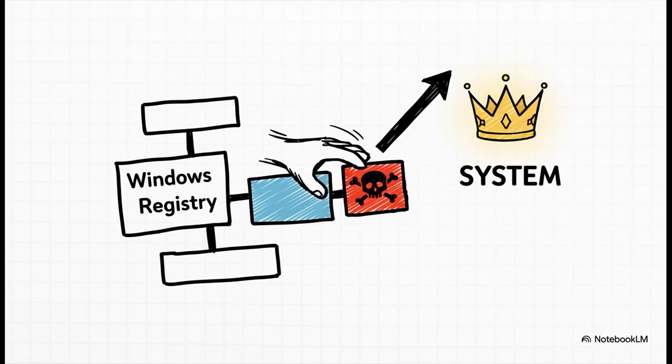So here's the techie part, but it's pretty straightforward. The attacker, who's already on the machine, just has to change one little thing, a specific registry key for the remote desktop service. By tweaking that key, they basically fool Windows into giving them full system privileges. And that, my friends, is game over. That's the highest level of control you can get.